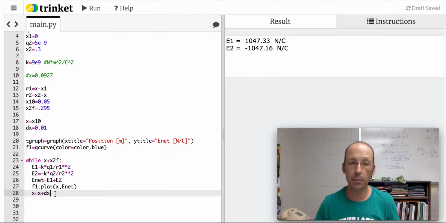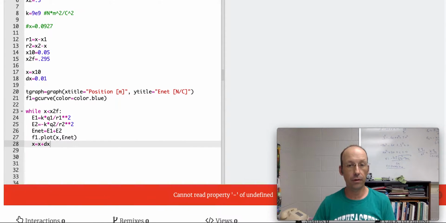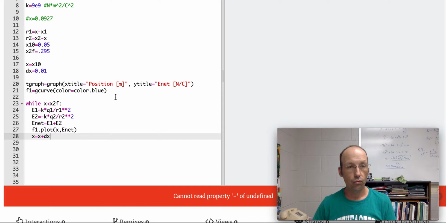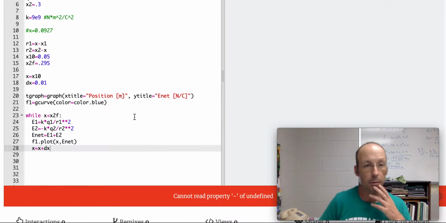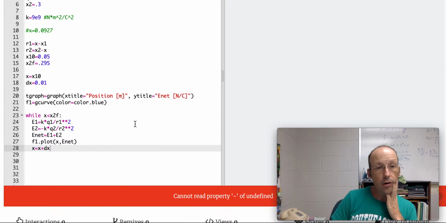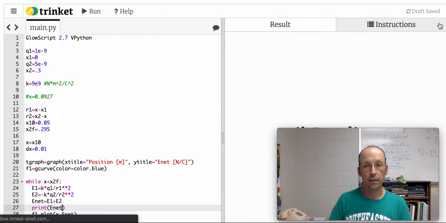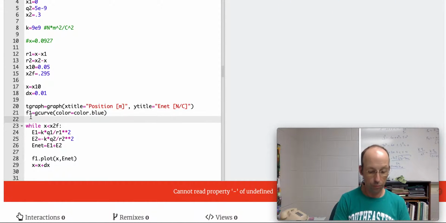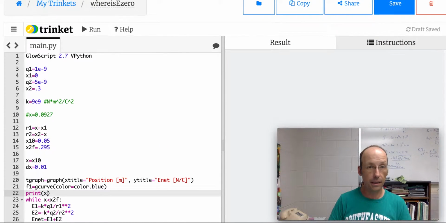I don't know if this is going to run because I always make a mistake, but let's just do it. I'm going to run it right now. And something happened. Cannot read property of undefined. Huh. Where did I make my mistake? G curve, x equals x zero. Well, let's just do something like this. Print enet. And run it again. So I didn't get that, right? That tells me it's not getting that far. So let's put print x over here. And now run it. I didn't get that far.